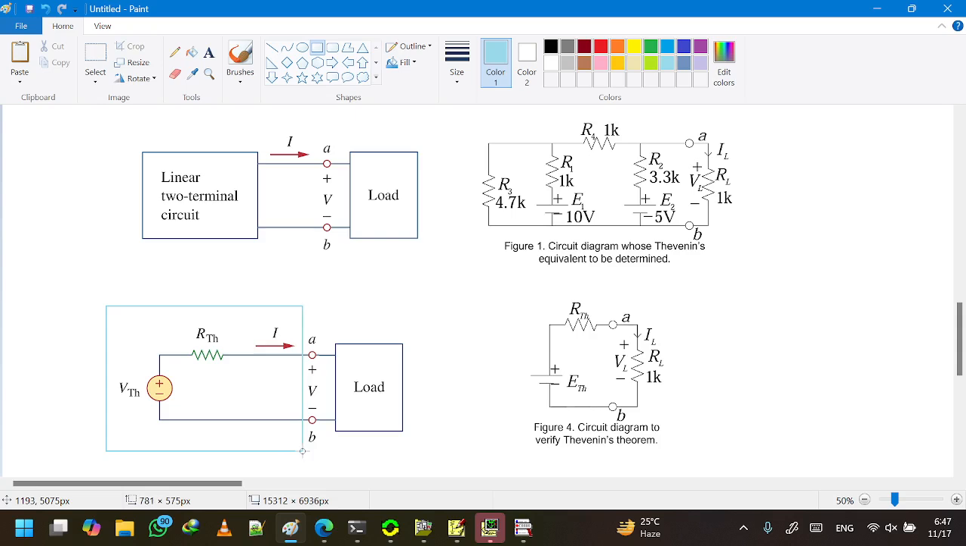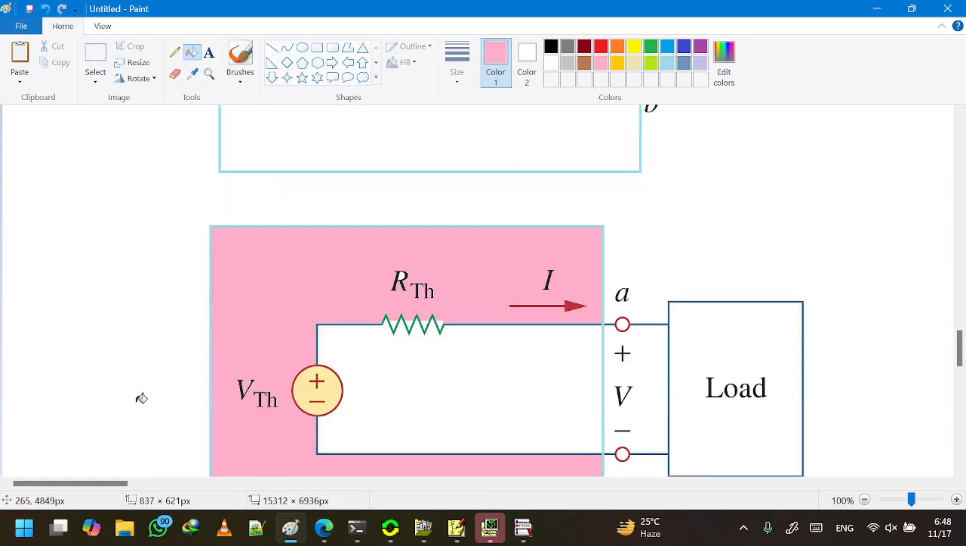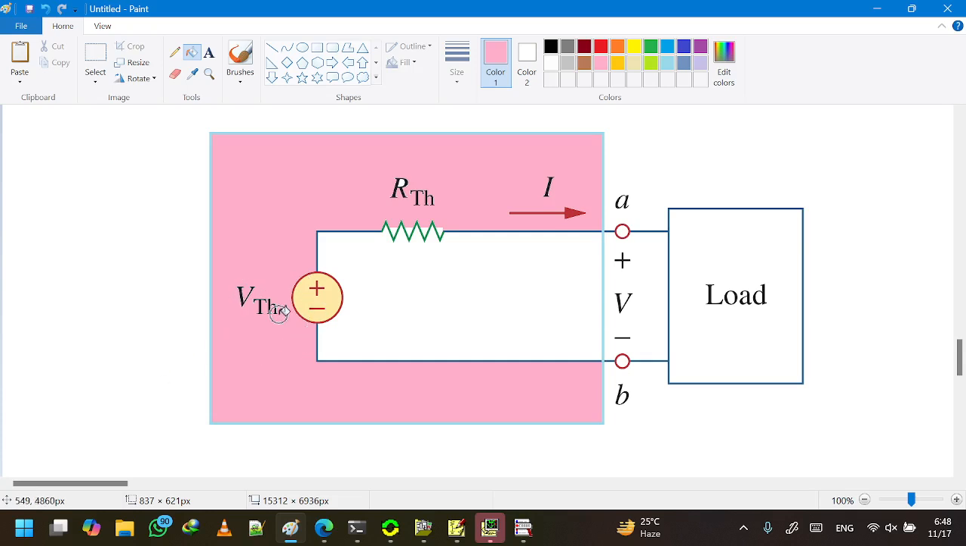So the Thevenin theorem says that any linear two-terminal circuit, which is this one, can be represented with a simple voltage source and a series resistor, and this circuit is called the Thevenin equivalent circuit. So this VTH is the voltage source. The value of the voltage source is called VTH or Thevenin voltage, and the value of the resistance is called RTH, or Thevenin equivalent resistance.